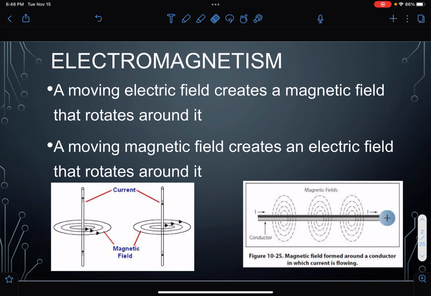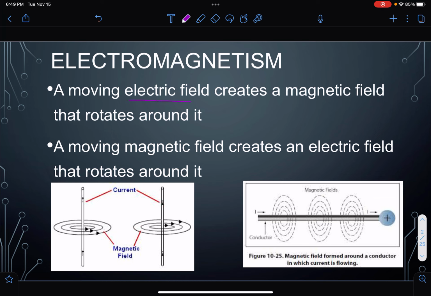So first of all, we discussed last week, or you guys read last week, about electromagnetism. Essentially, anytime you have a moving magnetic field, it creates an electric field, and anytime you have a moving electric field, it creates a magnetic field. Next week, we're also going to be looking at generators and how we actually produce AC currents based on this entire concept.